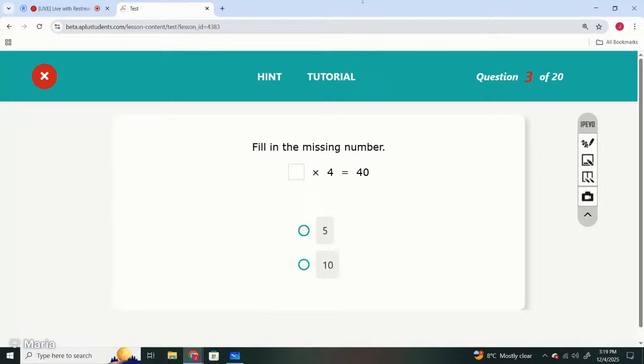Fill in the missing number. So the missing number times 4 is 40. So what number times 4 is 40? That is 10 times 4 is 40. Option number 2 is the correct option.